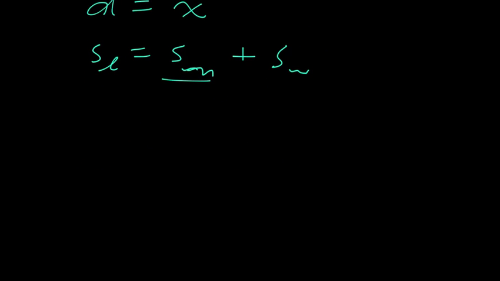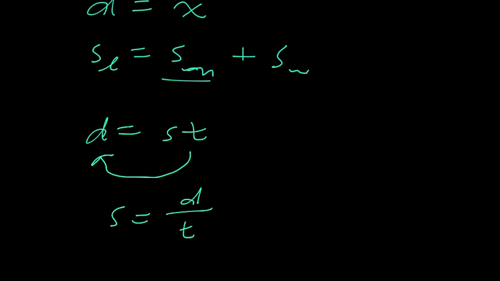Okay, so you can also remember that distance is given by the formula s times t, so speed times time. And what we can do is solve for the speed by bringing this time over to the other side. So speed is equal to distance over time.